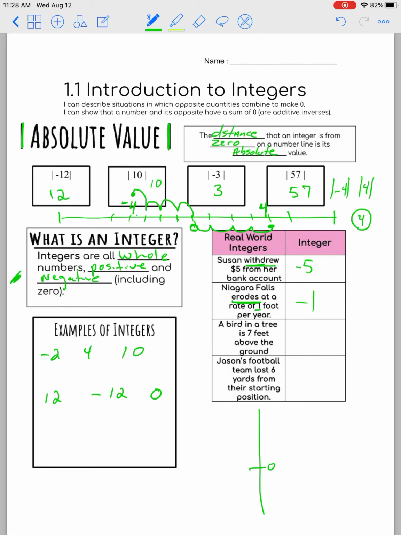A bird in a tree is 7 foot above the ground. Well, if I'm looking down here at my little measuring stick, 1, 2, 3, 4, 5, 6, 7. I go up. He's going above. So let's say 0 is ground level. I go up. That means that number is positive. It's a positive 7.